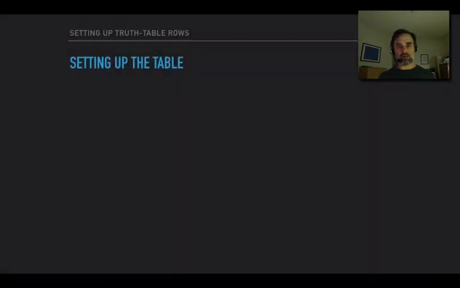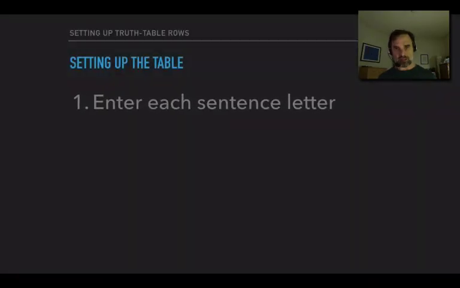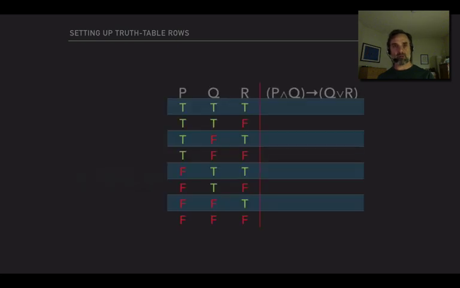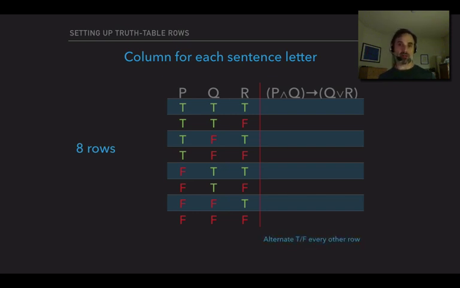So those are the 3 stages to setting up the table. You enter each sentence letter, separated by periods. You enter the number of rows, and then you fill in the T's and the F's. So when we look at this truth table that's now set up, it's not done, but it's set up. We've set the rows up. We have a column for each sentence letter, so a column for P, a column for Q, a column for R. There are 3 of them, so we should have 2 to the 3 rows. 2 to the 3 is 2 times 2 times 2, so 2 times 2 is 4, times 2 is 8, and we have 8 rows. Good. And then we need to fill in these columns.